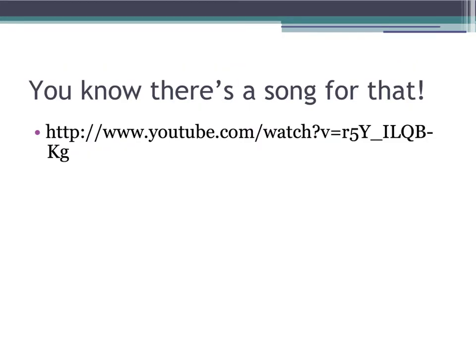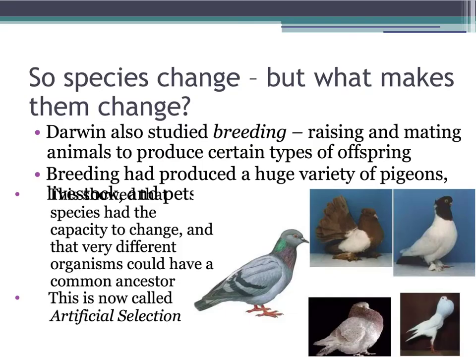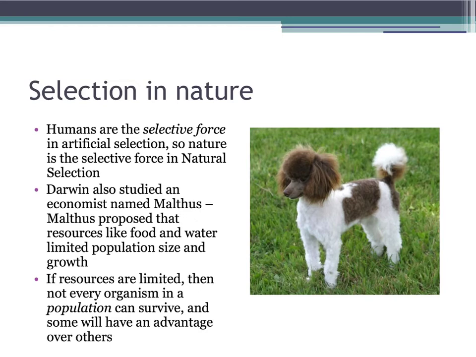So you guys are going to watch your song, and let's talk about, oh, this is kind of hard to see, isn't it? So let's talk about why species change. So there are a couple of types of change. There's one type called artificial selection, and there's another type called natural selection. I'm going to see if we can talk more here about artificial selection. Don't make fun of this poodle.